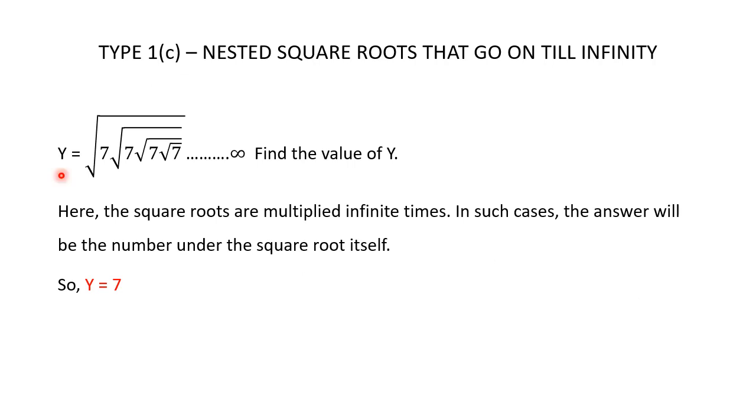Y is equal to root 7 multiplied by root 7 multiplied by root 7 multiplied by root 7 and so on till infinity. Find the value of y. Here, the square roots are multiplied infinite times. In such cases, the answer will be the number under the square root itself. Here, the number under the square root is 7. So, the value of y is 7.